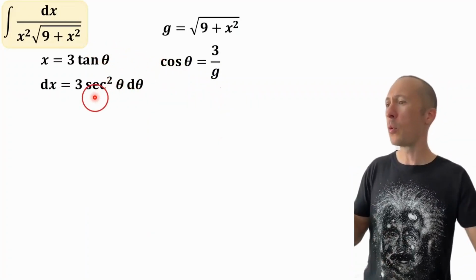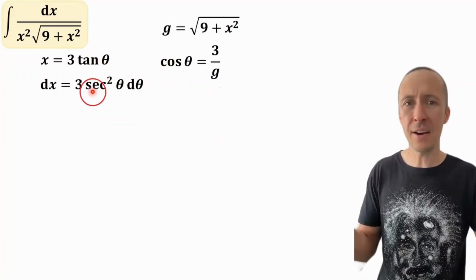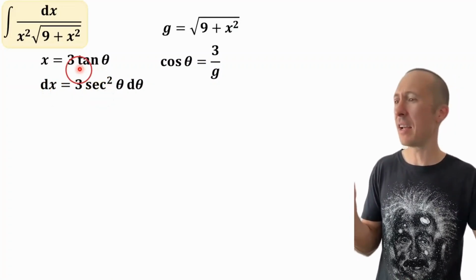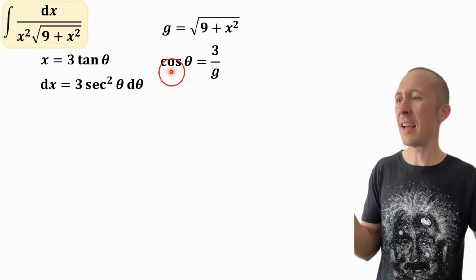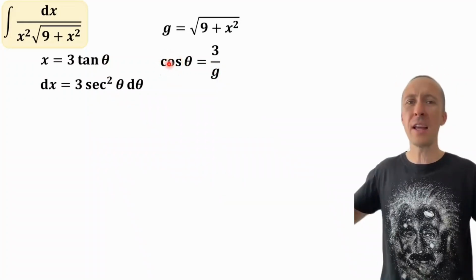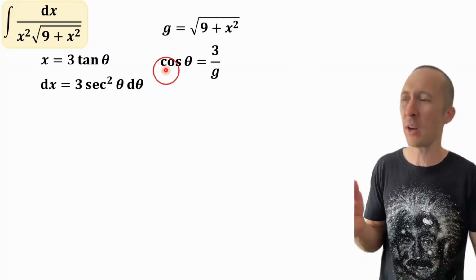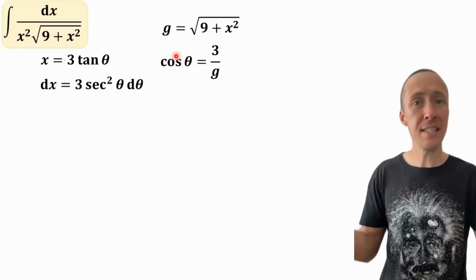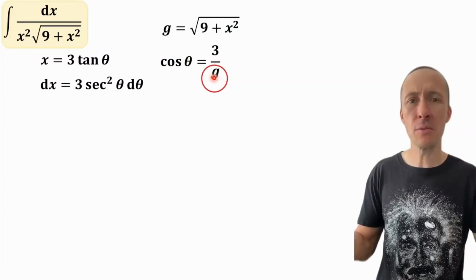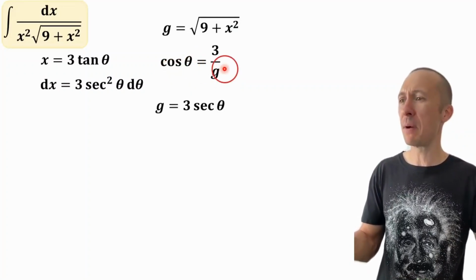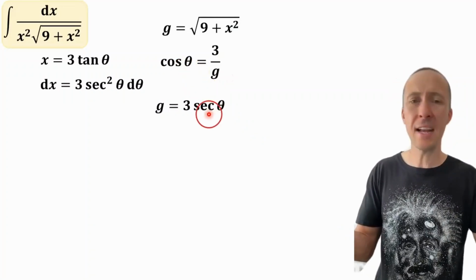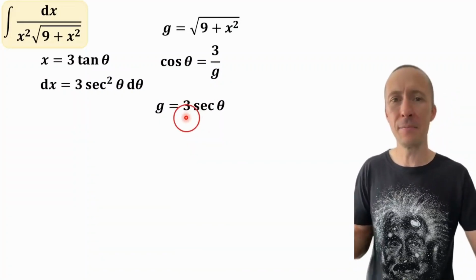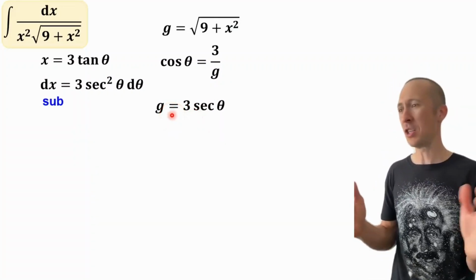Now we look at this carefully. dx is in terms of secant theta, right? And x is in terms of tan theta, and g is in terms of cos. So we've got three different trig functions going on. But we know that 1 over cos is secant. So I'm going to write g in terms of secant. We multiply both sides by g, divide by cos theta. That's 1 over cos, but 1 over cos is secant, which I have right here.